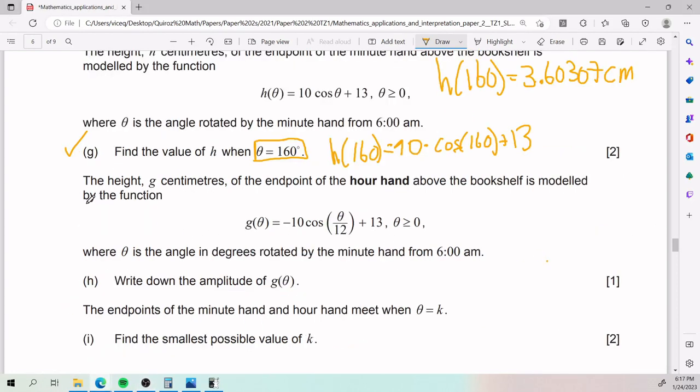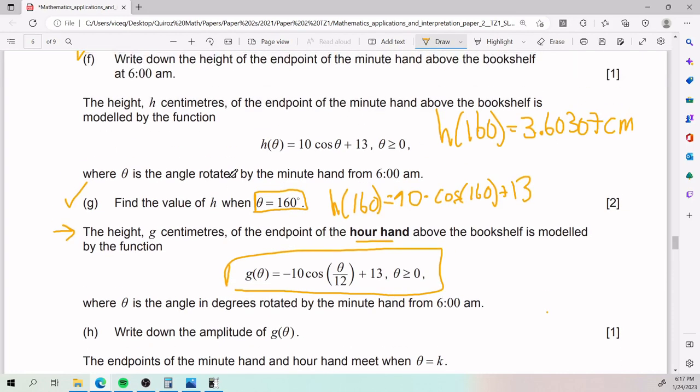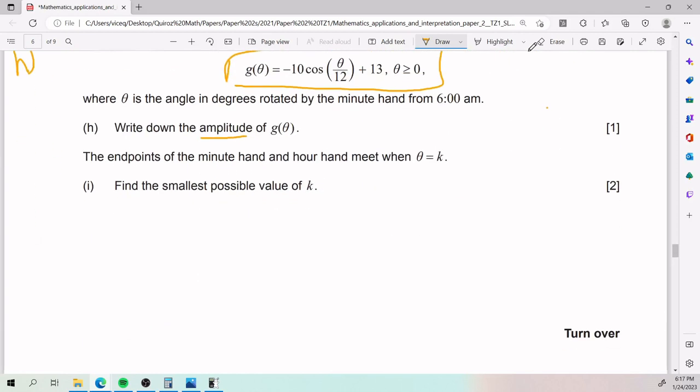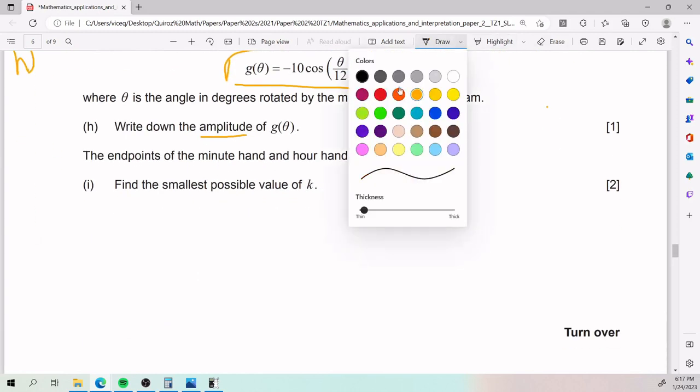All right, and then for part H, they tell us that the height, G in centimeters, of the endpoint of the hour hand above the bookshelf is modeled by the function blah. See? So very similar to what we had in part G, but now we have a new function for the hour hand, and they tell us that theta is the angle in degrees rotated by the minute hand from 6 a.m. And for part H, we need to write down the amplitude of G. So what the hell is amplitude? Let's start with that.